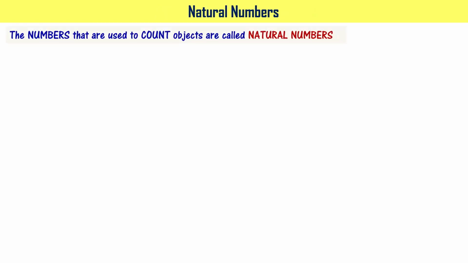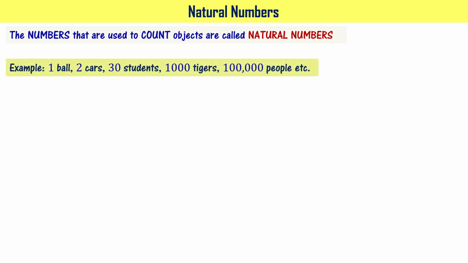The numbers that are used to count objects are called natural numbers. For example, you say that one ball, there are two cars, there are 30 students, 1,000 tigers, 1 lakh people, etc. Right? Here we are representing different kinds of objects, people, or animals using certain numbers. Right? These numbers are used to count those particular objects. Right? That's why these numbers are called natural numbers.